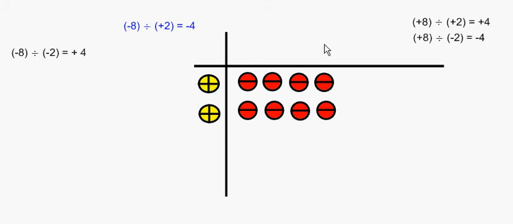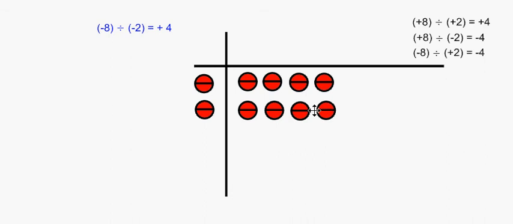If I had yellows along the top, there would be no flips involved, and there would be no way of getting a red 8. So if I need to get a red 8, I need to have a red set of numbers on the top, so my answer is going to be negative 4. 2 times 4 is 8, and I need to have one flip to get a red 8 here in the middle, so therefore these have to be red, so therefore my answer has to be negative 4.